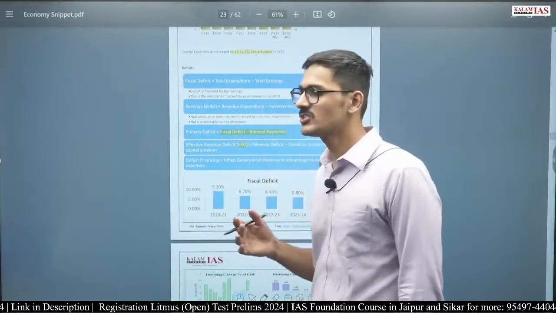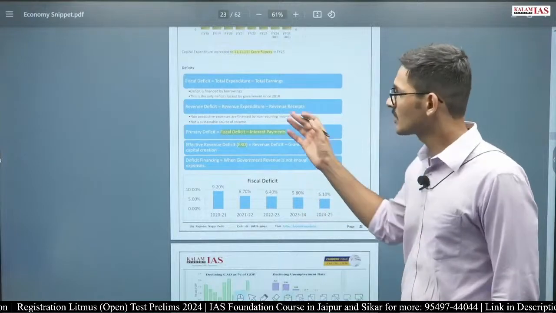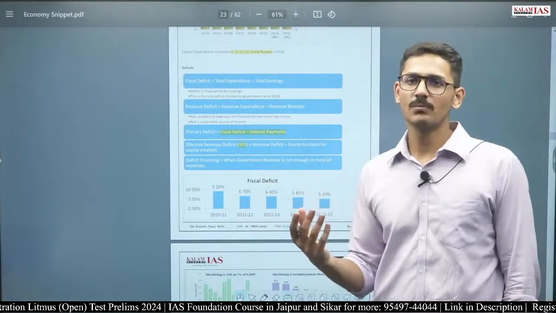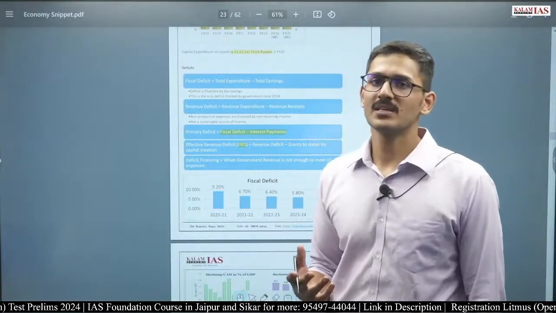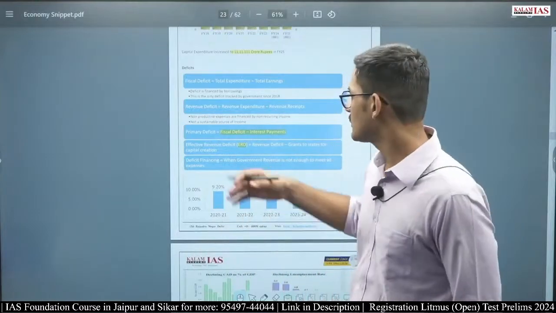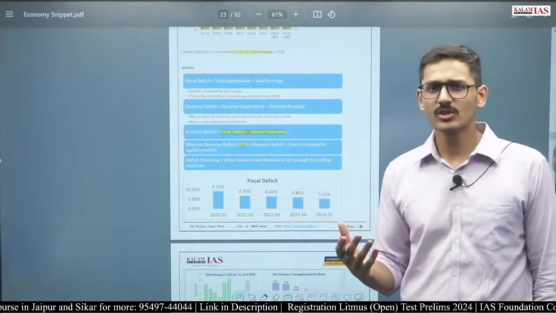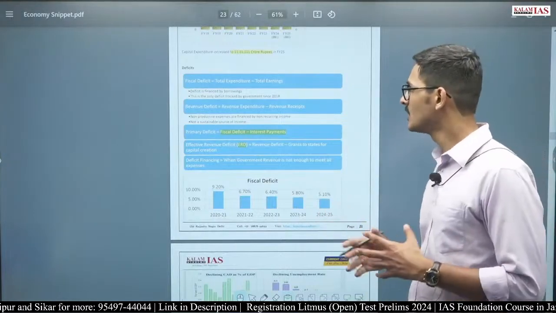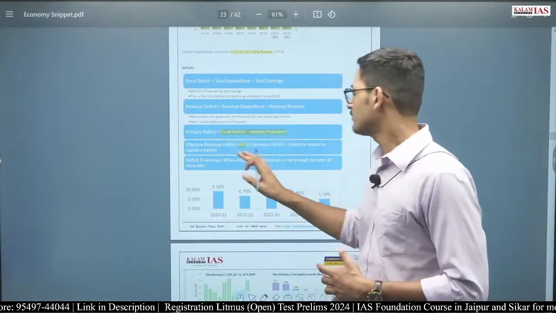But grants are part of revenue expenditure. So the grants given by the central government to states or urban local bodies for the purpose of capital creation were forming part of revenue expenditure, and as a result the revenue deficit was increasing, which reflects badly on the budget of the government of India. So the government of India started calculating effective revenue deficit.